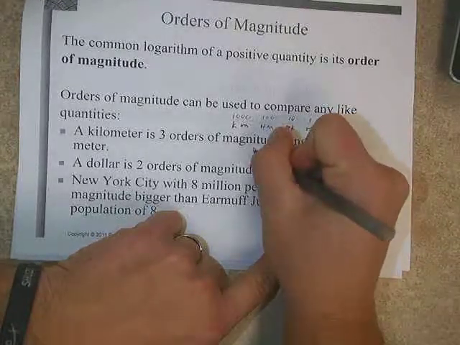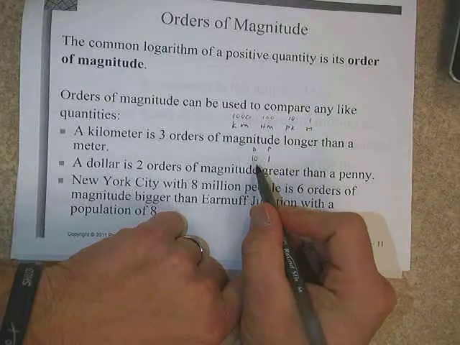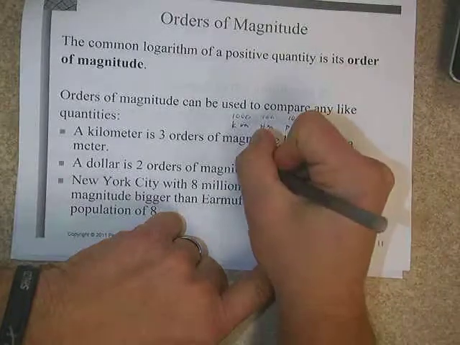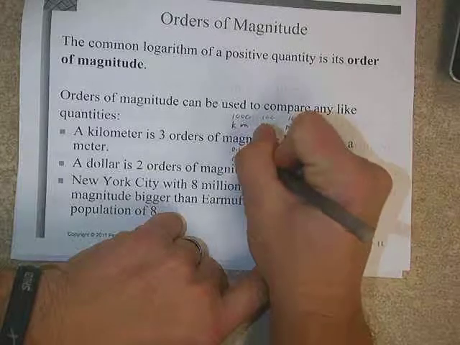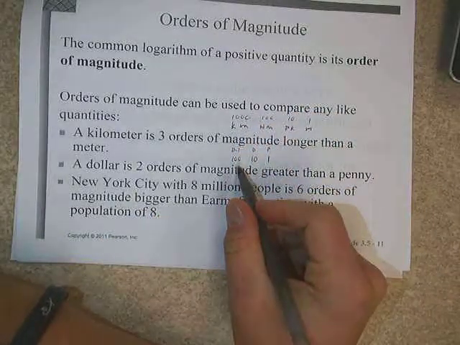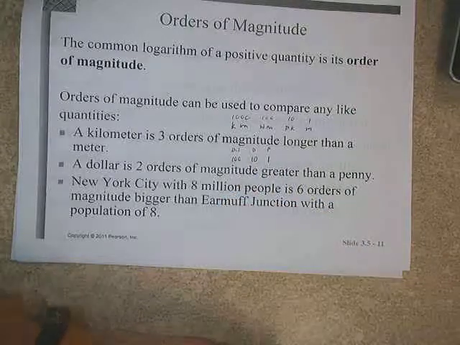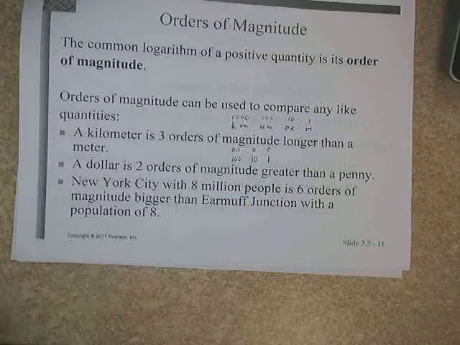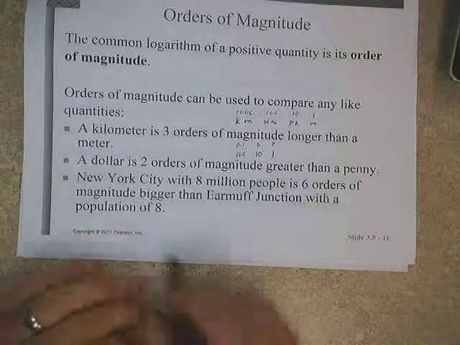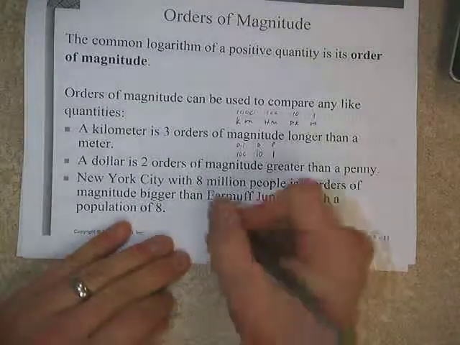However many powers of 10 you are above or below something is the difference in the order of magnitude. When we have a dollar compared to a penny, a penny we'll call 1. A dime would be 10 pennies, so a dime would be 1 order bigger, and a dollar would be 100 pennies, right? So if one is 1 and the other one is 100, this is going to be 2 orders of magnitude bigger.